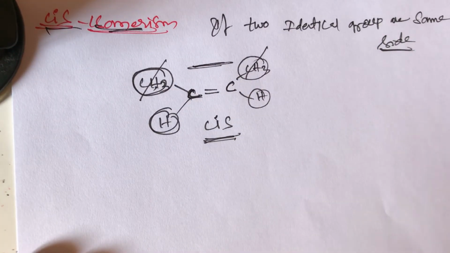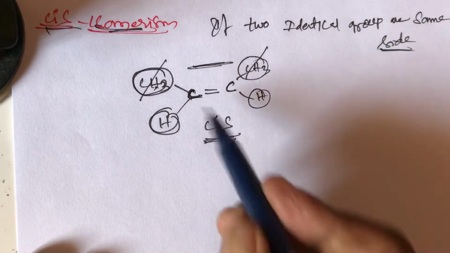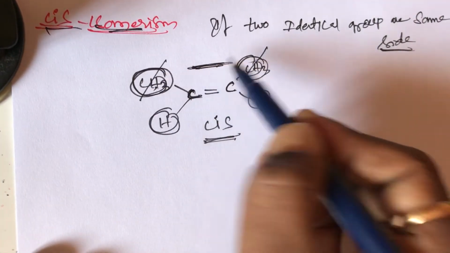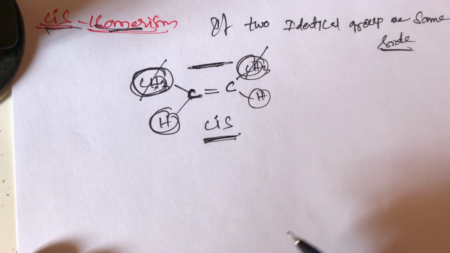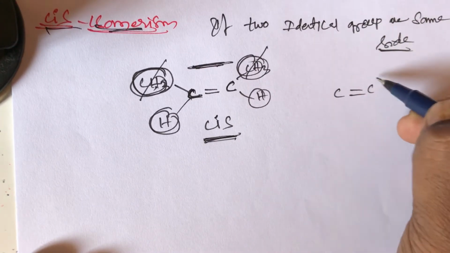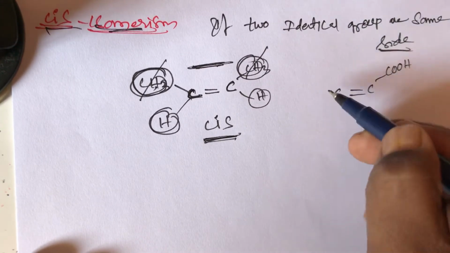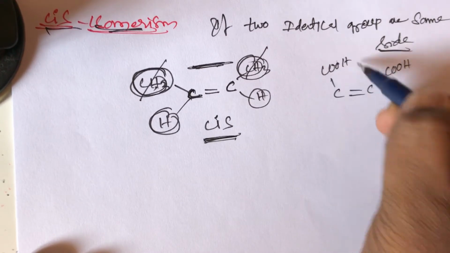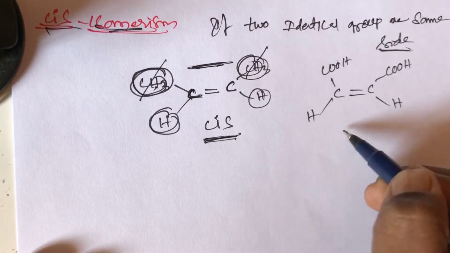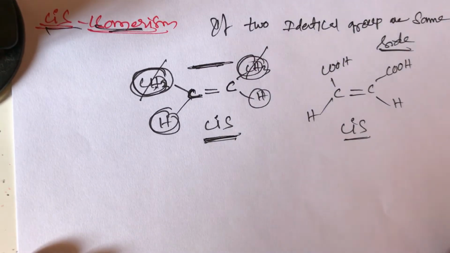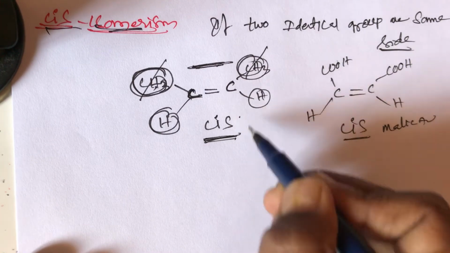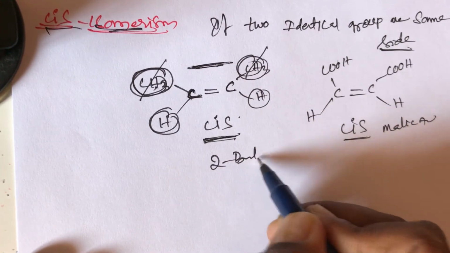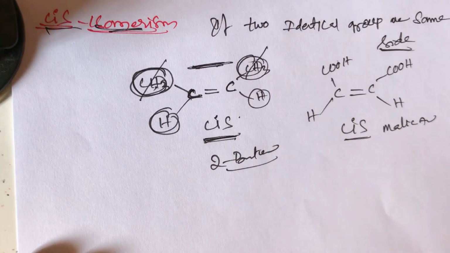Two identical groups present on the same side is called cis isomers. Example of 2-butene, and there are many other examples. One more example is cis maleic acid: C double bond C, COOH and COOH, and H and H. This is also cis maleic acid. The first compound is cis-2-butene. These are examples of cis isomers.